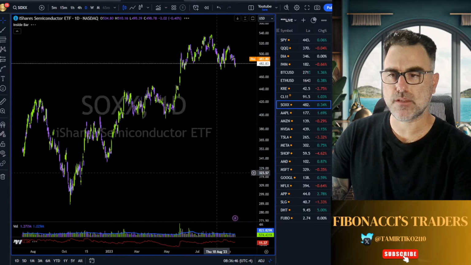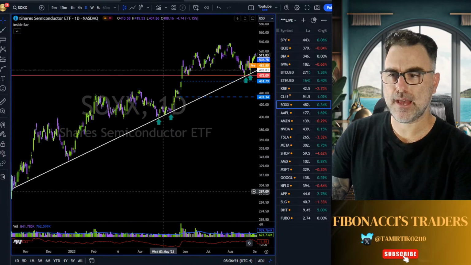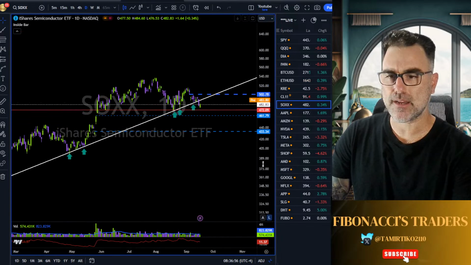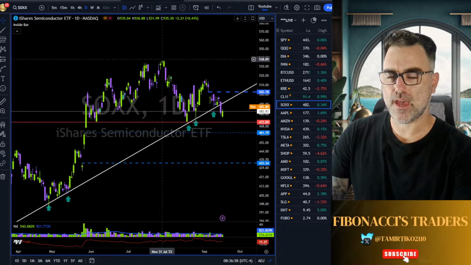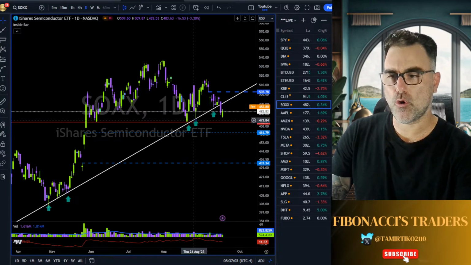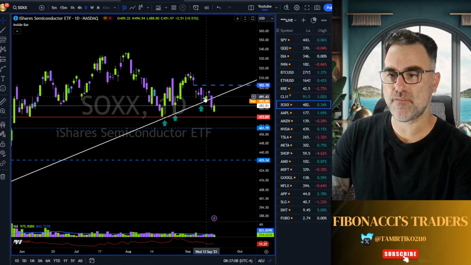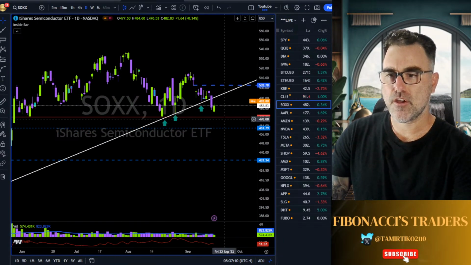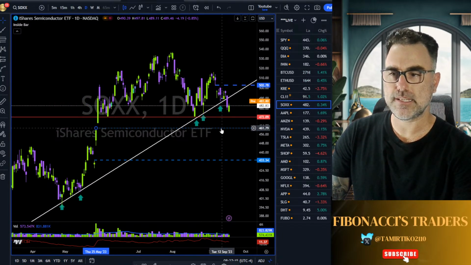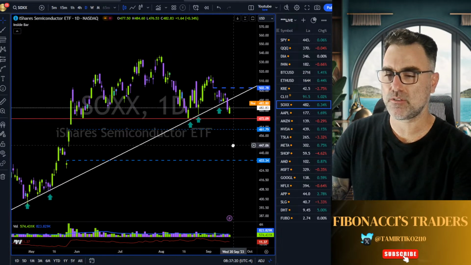What else do we have? SOXX, trend line that held the higher lows since October. 1 year of an uptrend line got broken. We have lower highs since peak of August, broke below. Friday broke below. Now this trend line will become a very tough resistance. 472 needs to hold, otherwise we're heading towards this 461. Below it, 433 gap.